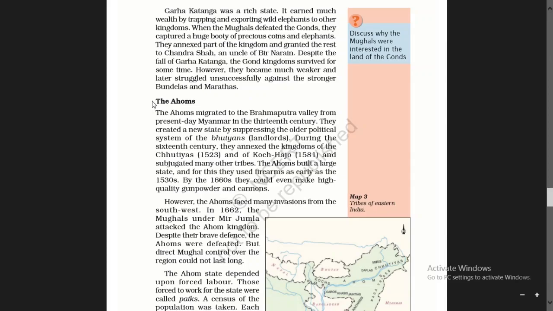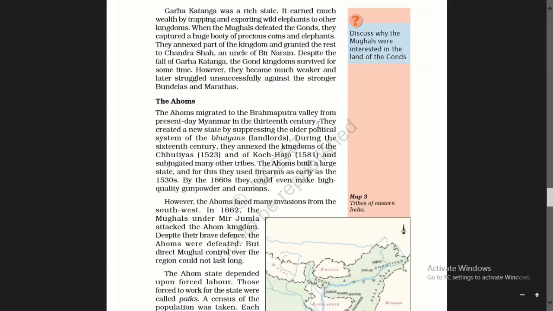Now let us see another one, that is the Ahoms. The Ahoms migrated to the Brahmaputra Valley from present-day Myanmar in the 13th century. Migrated means moved from one region to another. They are the people who shifted or came from other places. They came from Myanmar, that is Burma, in the 13th century.